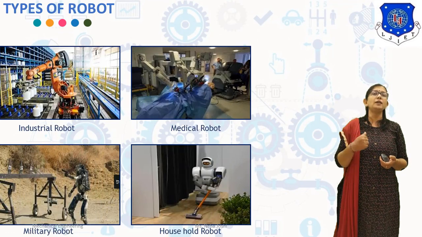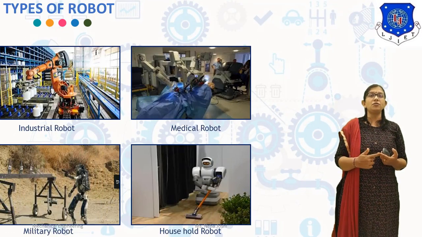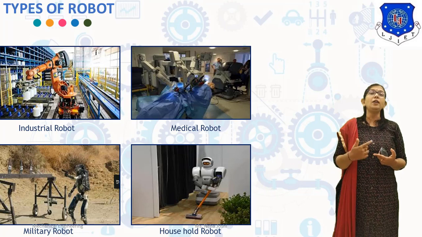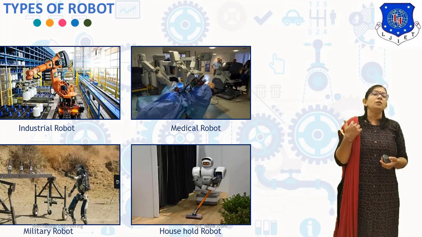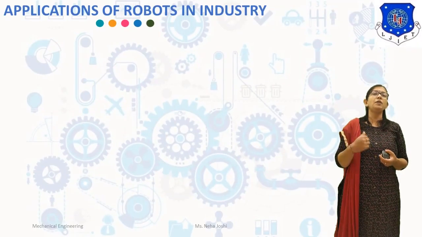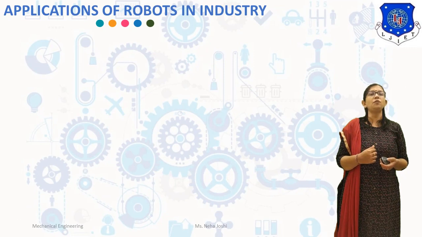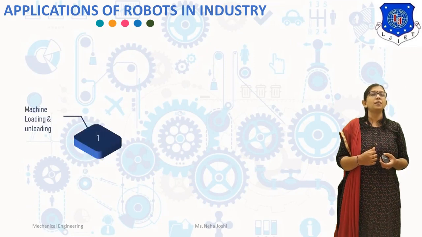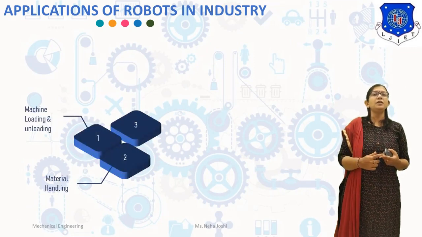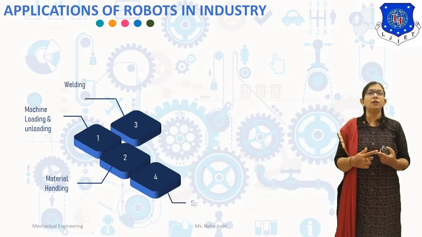Now here you can see different kinds of medical robots, industrial robots, military robots and domestic robots which are used in today's world. Now we will discuss different application of robots in industry. Now first application is machine loading and unloading.